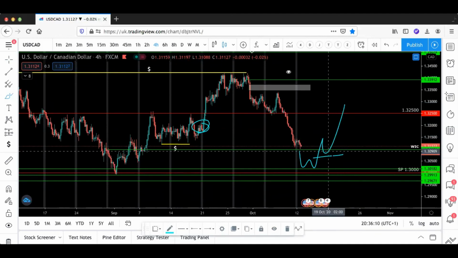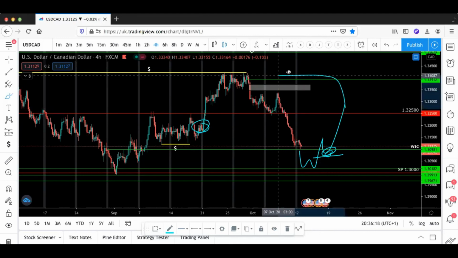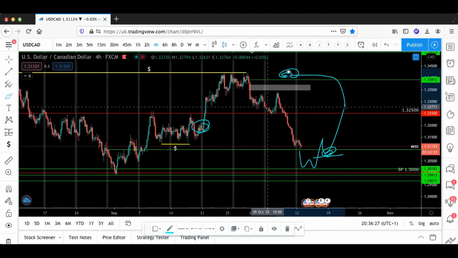So now let's say USDCAD runs lower, then possibly we could anticipate some buy towards this area, price running to attack this liquidity, right? This is what I'm anticipating on USDCAD.